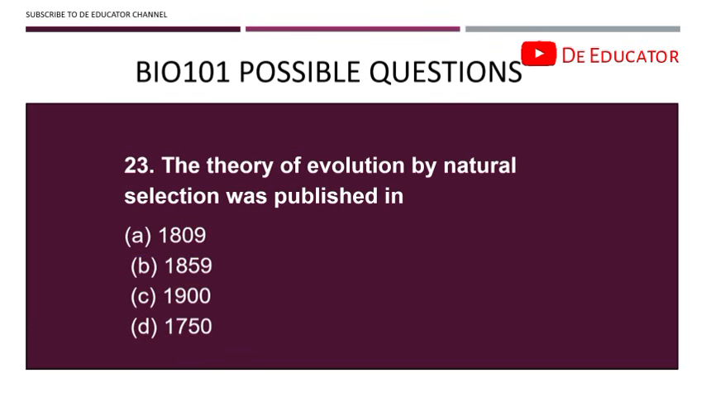23. The theory of evolution by natural selection was published in, to take note, 1859. 1859, when Charles Darwin published On the Origin of Species. On the Origin of Species is a book that Charles Darwin published in 1859. So please take note of that.